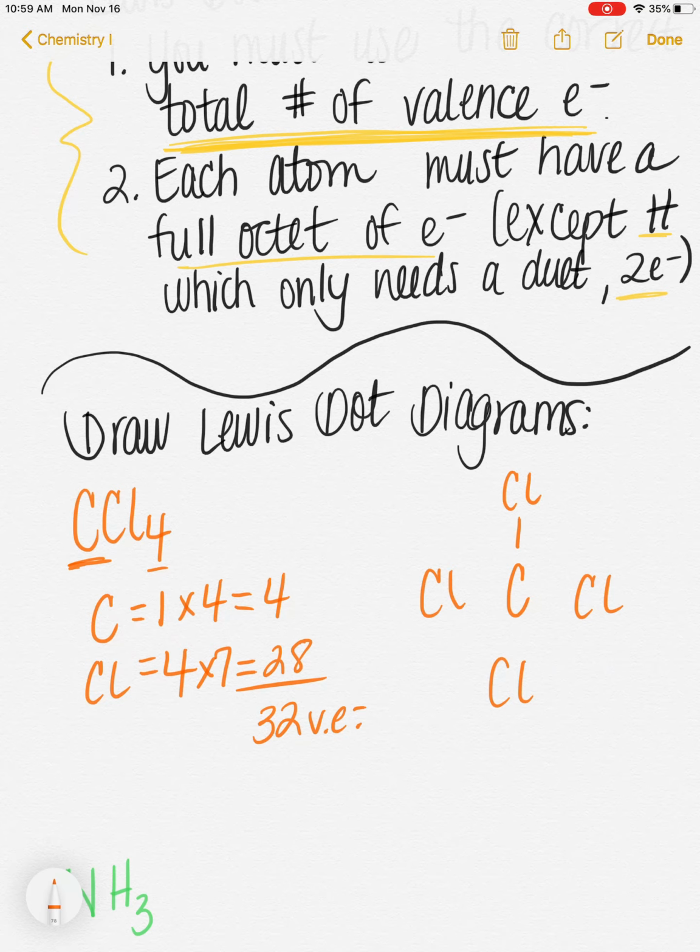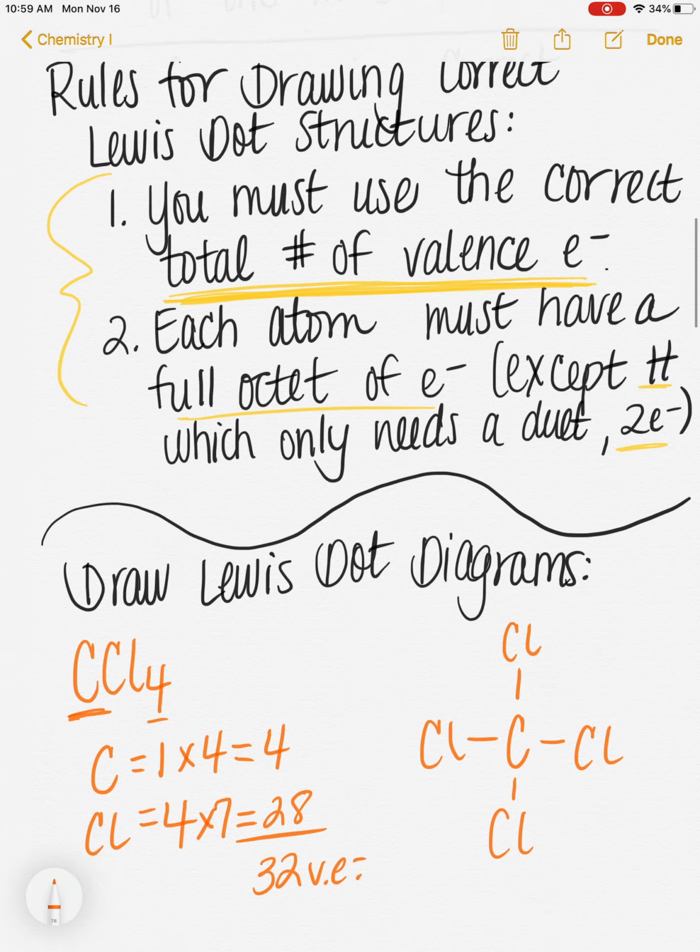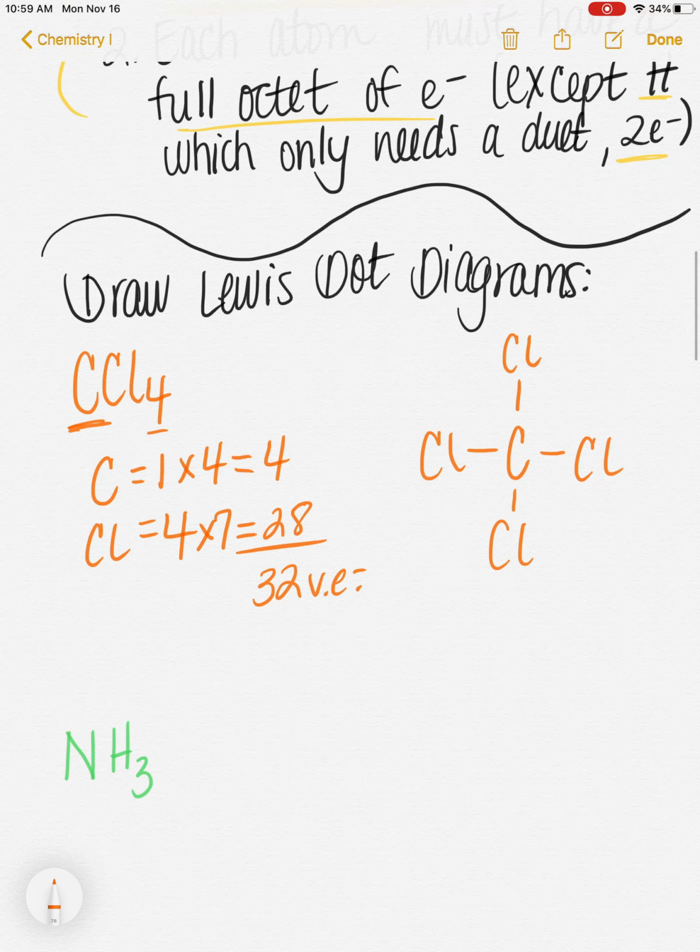Then I have to draw at least a single bond connecting each of these atoms, because they have to at least be sharing one pair of electrons to be a molecule. Now, I would suggest as you're drawing these that you draw them in pencil, because you're going to kind of have to figure this out by trial and error. If we look at the carbon in the center and we count up right now, it is surrounded by 2, 4, 6, 8 electrons, so it has a full octet. We don't need to draw any electron dots around it.